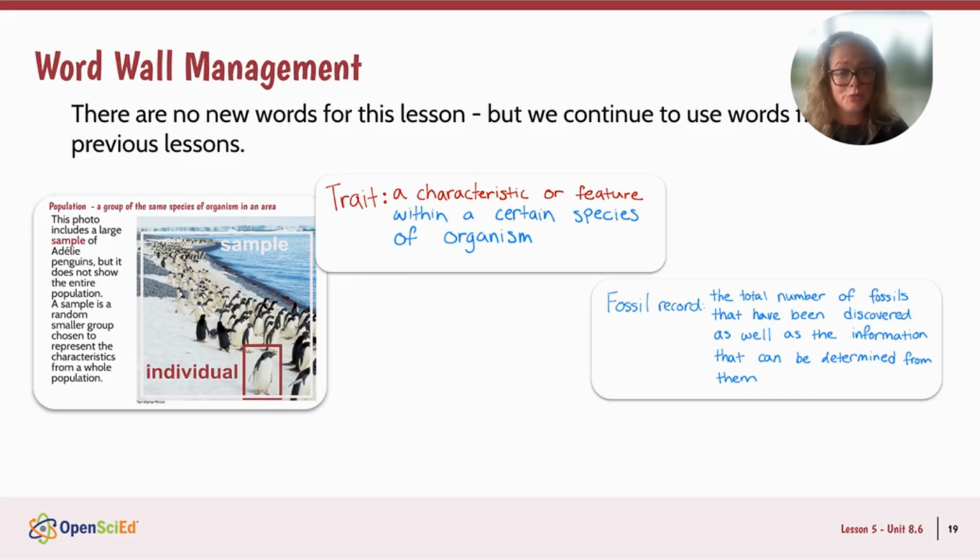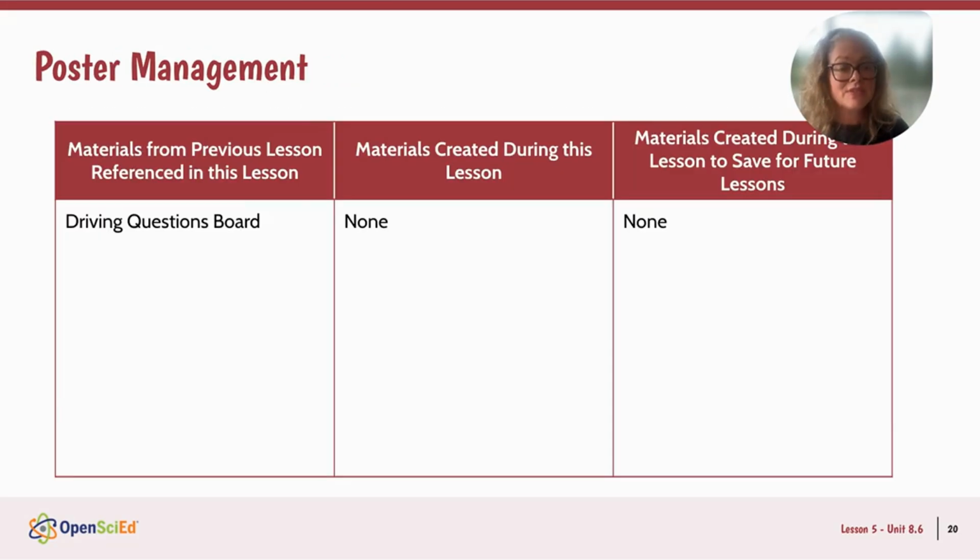There are no new words in this lesson, so our word wall management is pretty easy. We'll just continue to use the words from our previous lessons. So make sure that those are accessible for your students. As far as poster management, again, we're really not looking at any of the posters from prior lessons, and we're not making any new posters this time. I always, though, have my driving question board handy because I find it's helpful for us to reference in the moment as necessary.